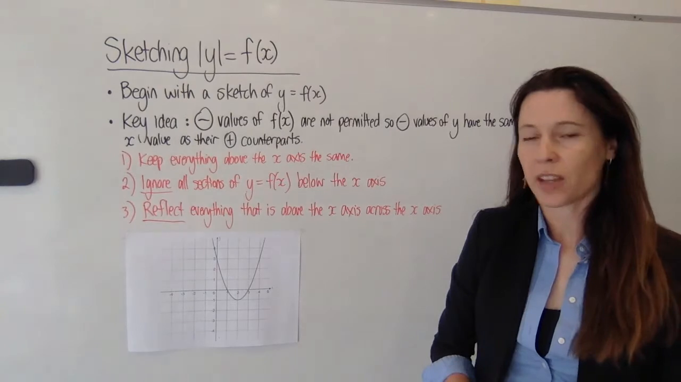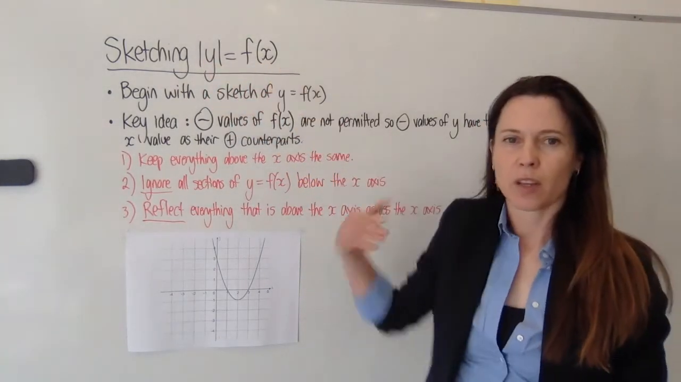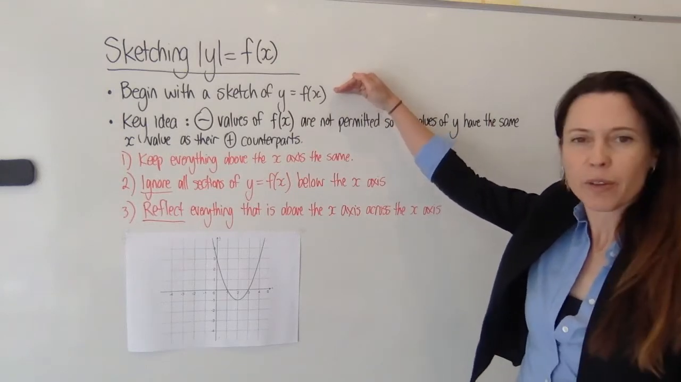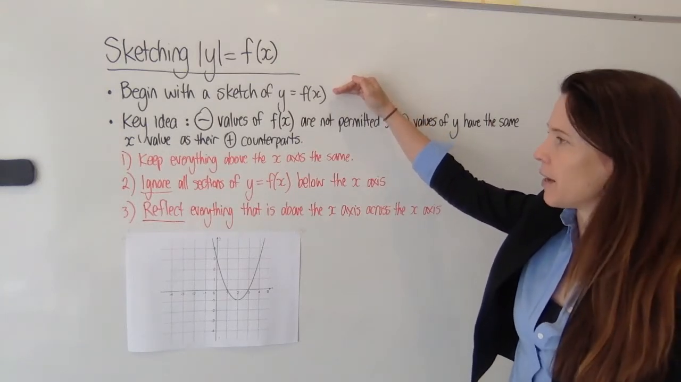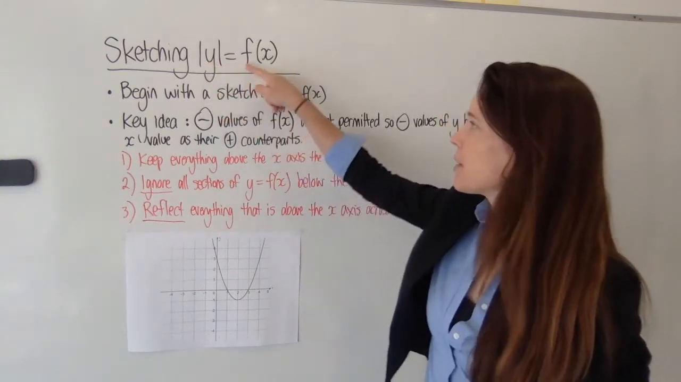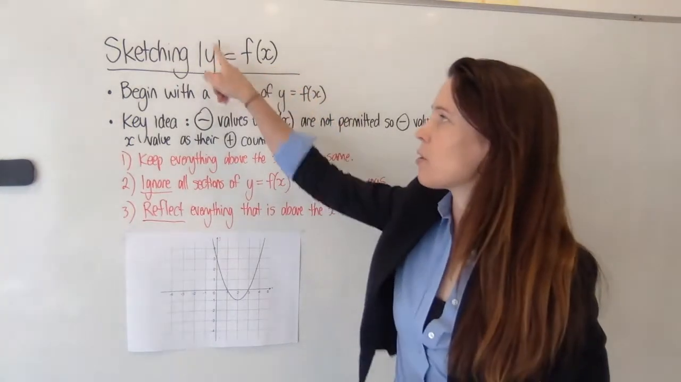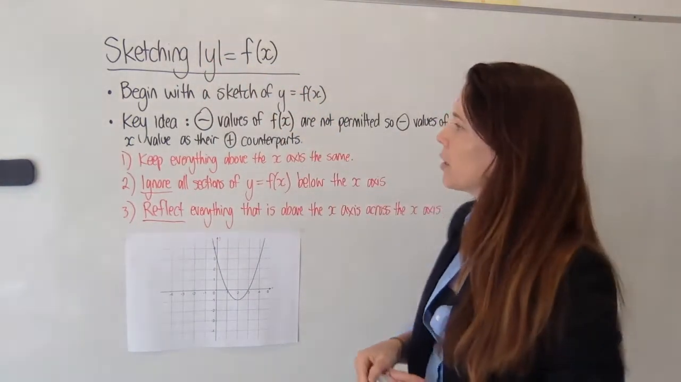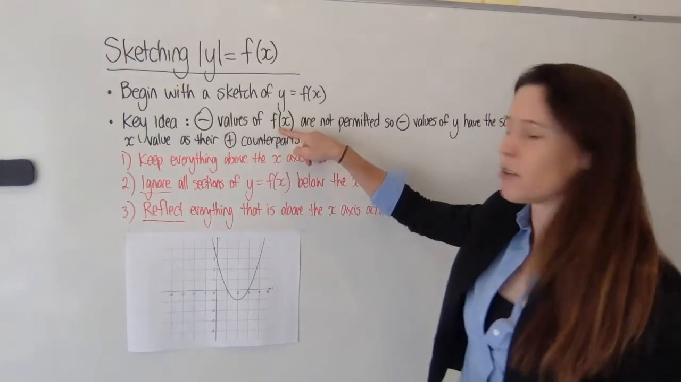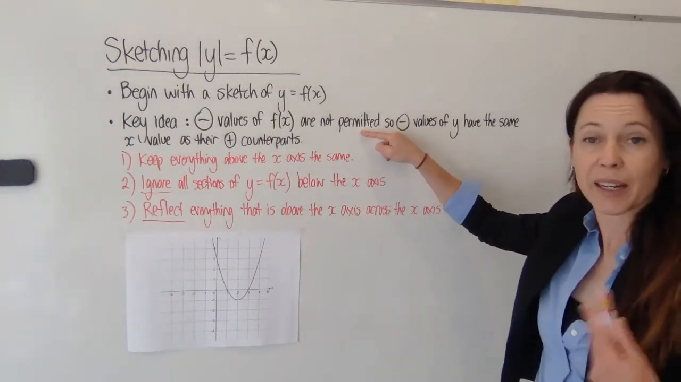This time we're sketching the absolute value of y equals f of x. So, as before, we're beginning with a sketch of y equals f of x. Now, the key idea here: if we're taking the absolute value of y, then it means that everything on this side of the equation really can't be negative, can it? Because the absolute value of anything has to be positive. So the key idea is that negative values of f of x on our original sketch are actually just not permitted, so we can ignore those.